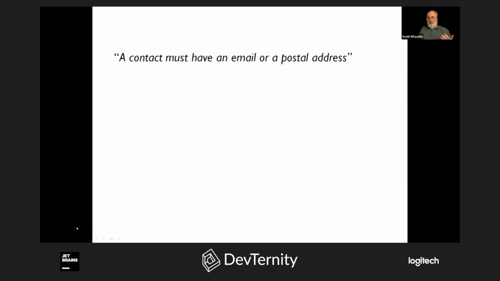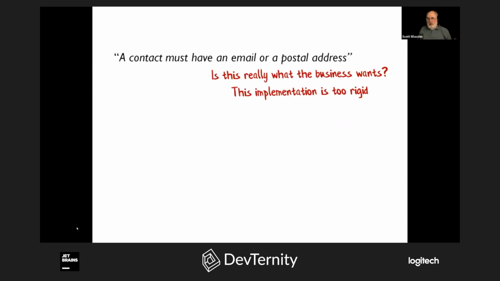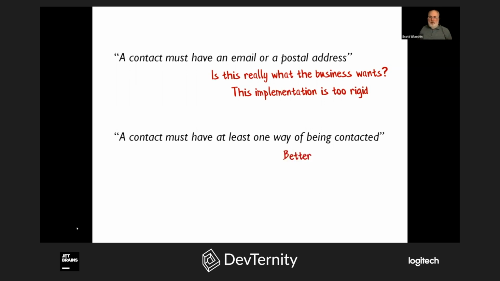So rather than saying a contact has to have an email or postal address, maybe let's make it less rigid. How about saying they have to have at least one way of being contacted, which is probably the same thing in practice, not exactly the same thing logically, but from a practical point of view, it's probably the same thing. But this second requirement is much easier to implement in a more flexible way.